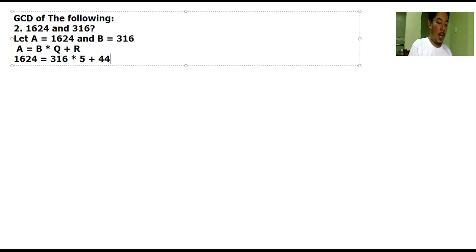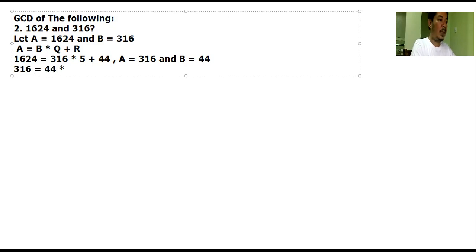The next A is 316 and B is 44. So 316 equals 44 times 7 plus the remainder. 316 minus 44 times 7 is 8, so the remainder is 8.